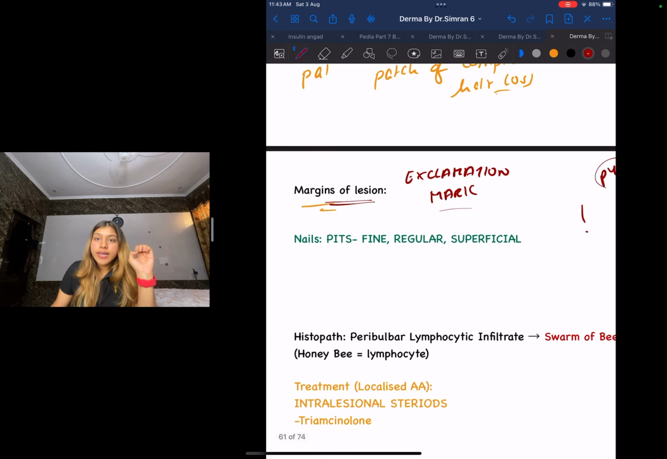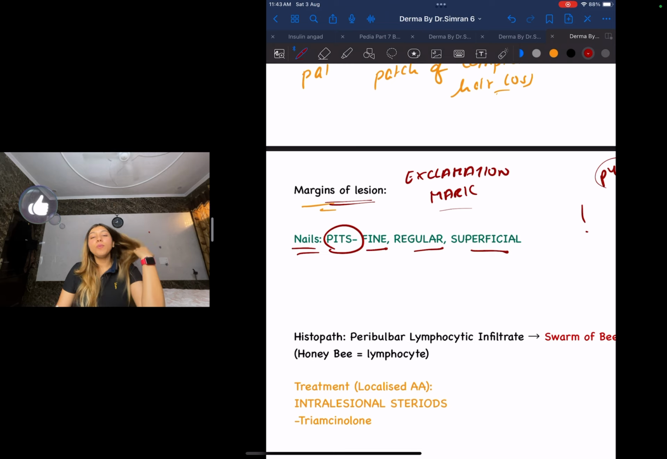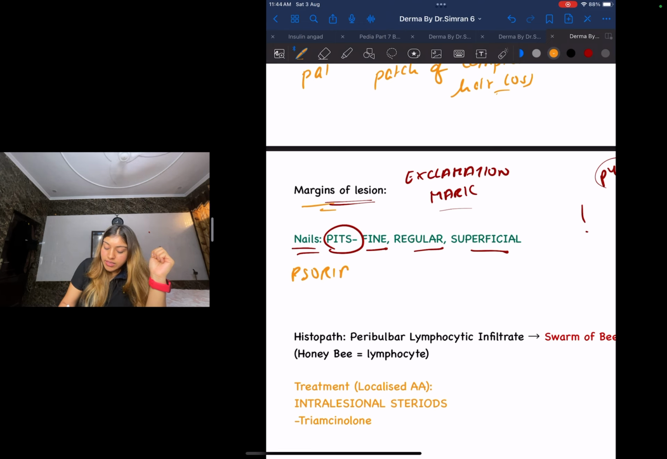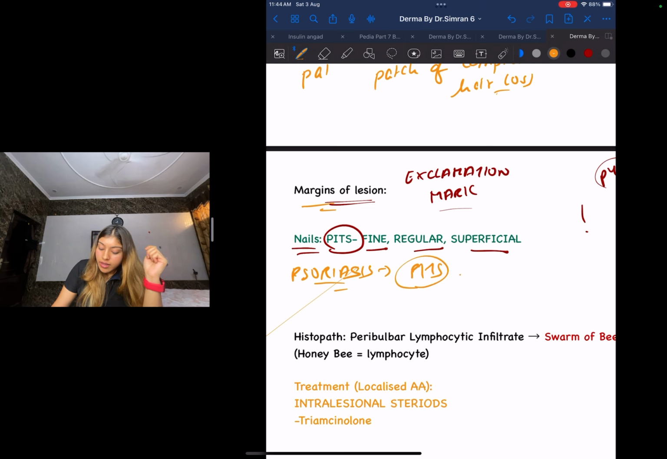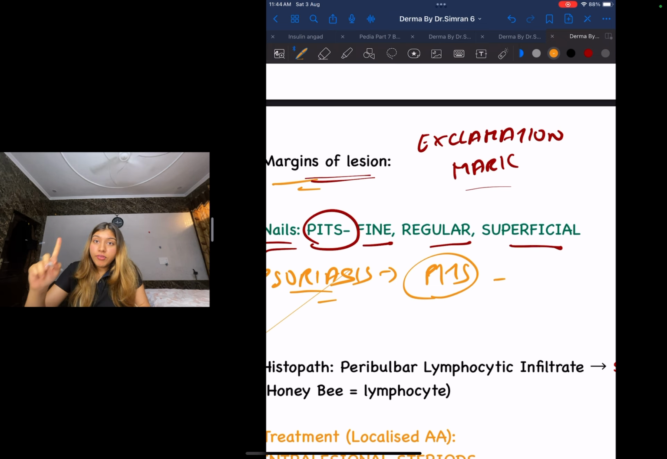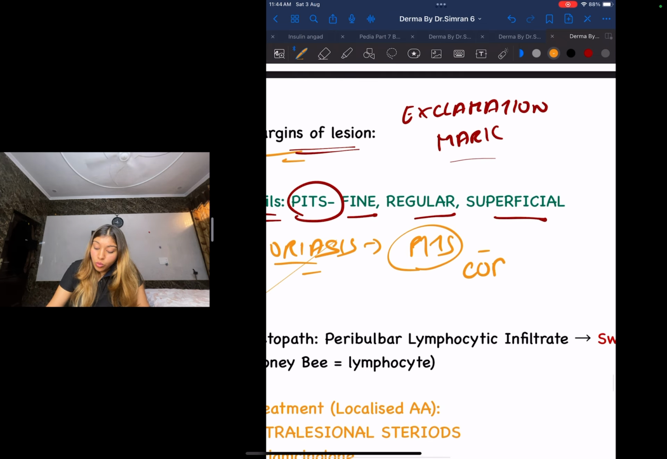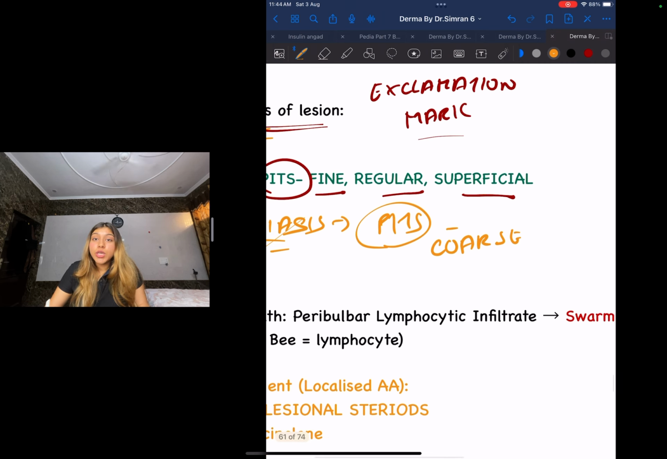Now, guys, let us look at the nail findings. In the nails we will see pits, and how are these pits going to be? They're going to be fine, regular and superficial. I hope you can remember one more nail pit that we studied. Very good, we saw that in psoriasis. In psoriasis, the most characteristic nail change was nail pits. And how were they? Exactly the opposite of this. If in alopecia areata you are seeing fine, in psoriasis you will see coarse. In alopecia areata you will see regular.